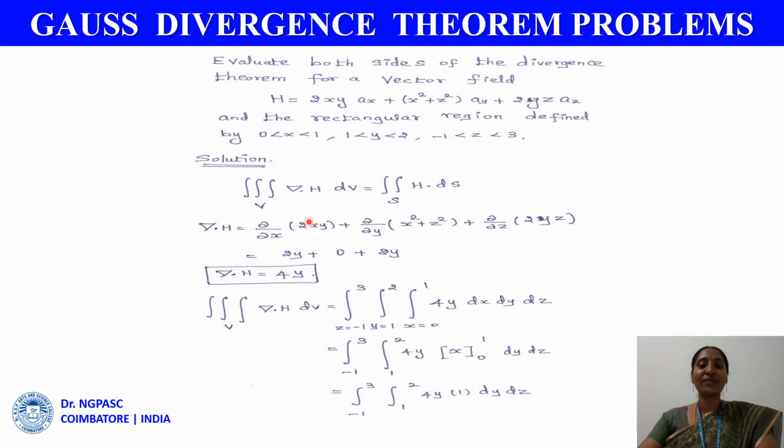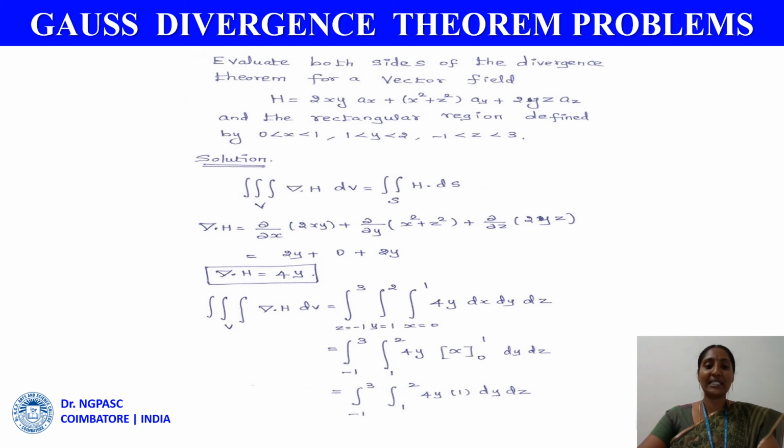So what do we have to prove? First we write the Gauss divergence theorem: the volume integral of del dot H, which is div H dv, is equal to the surface integral of H dot ds. First we calculate the divergence del dot H. We have to know the formula: dou by dou x of 2xy, plus dou by dou y of x square z square, plus dou by dou z of 2yz. By calculating, the divergence value is 4y. So now we substitute the value 4y in this region.